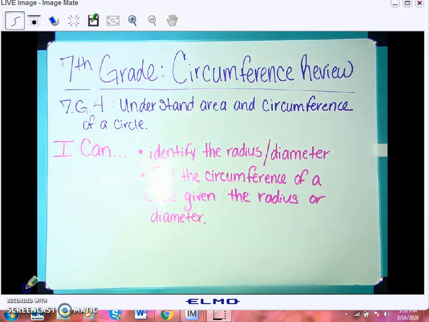Our I can statements for today: I can identify the radius and diameter. I can find the circumference of a circle given the radius or the diameter.